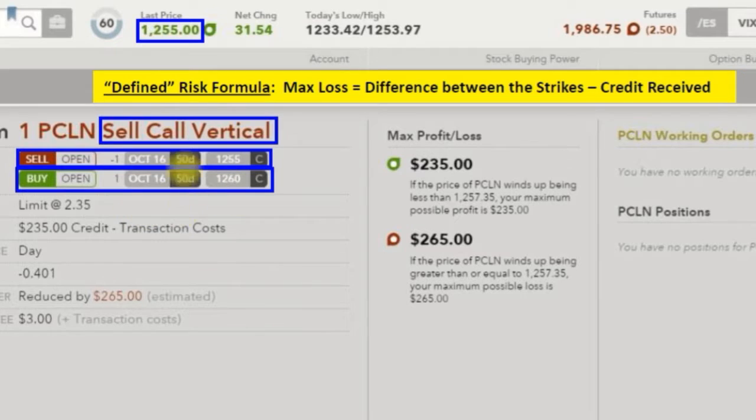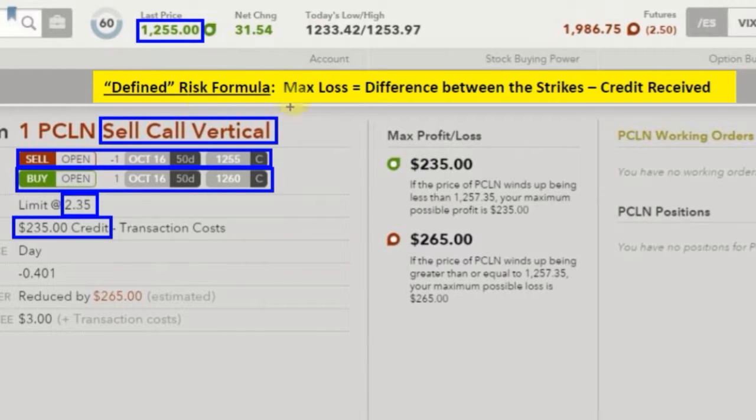And when we do that, we're getting a credit of $2.35, which we all know options are times 100, so it's actually a $235 credit when we sell this vertical. So what does that mean? Well, let's go up here now and see how this defines our risk.